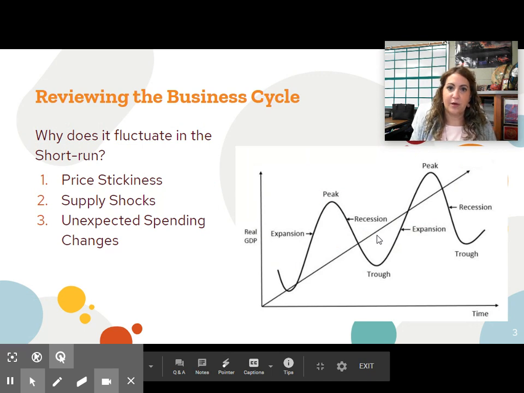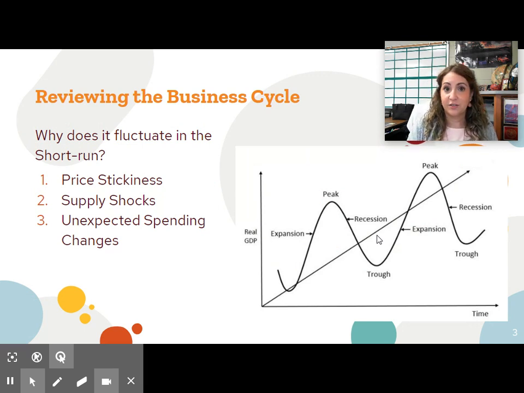Let's quickly review that business cycle, those economic fluctuations that we just talked about. You see on the screen, when GDP goes up, it's called expansion. Very top, it's called peak. When GDP starts to fall, it's either called a recession or contraction. And then when GDP is at its lowest, that is a trough.